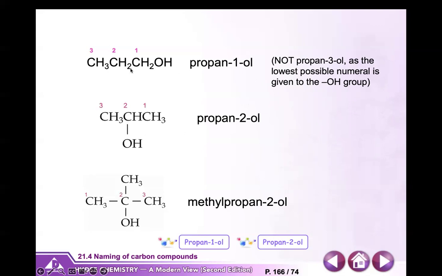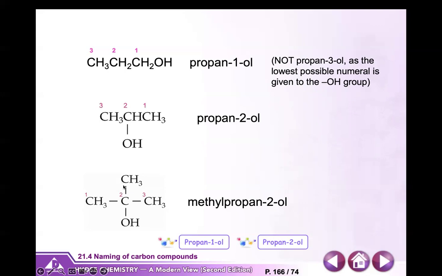So we label the upper one, the first one, as propan-1-ol, but not propan-3-ol, because we need to give the lowest possible numeral to the OH group. So propan-1-ol instead of propan-3-ol. While if the OH group is placed on the middle carbon, it will be propan-2-ol.